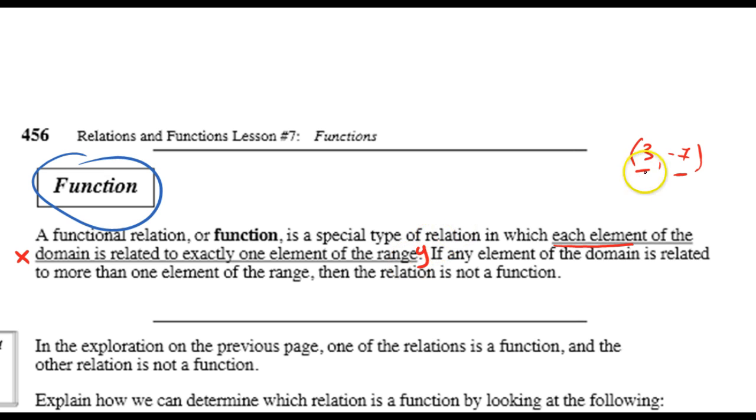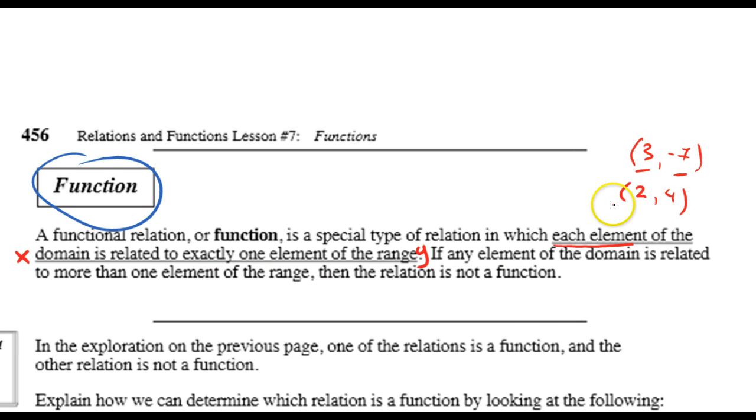Okay, so well, this 3 is related to -7. If I gave you maybe a 2, 4, okay, well, that 2 is related to the 4, so that's okay. So these are all, the 3 and the 2 are the elements in the domain, and the -7 and the 4 are elements in the range. Now here's the key thing here.